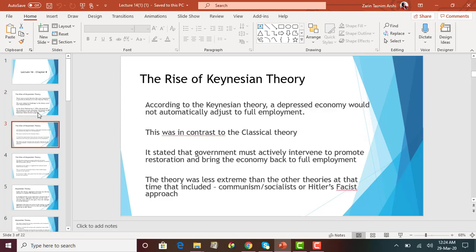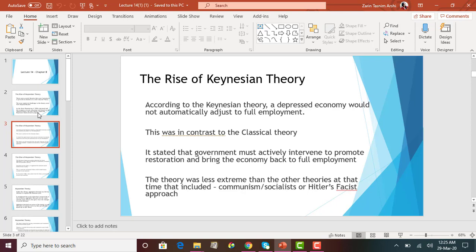According to this theory, when the economy is depressed and going through a recession, where everyone is losing jobs, there's no investment, and consumption is falling, the economy will not adjust automatically, and it will not come back to equilibrium automatically. It's in complete contrast to classical theory, because classical theory says that in the short run we can have some recession, but interest rates, prices and wages will vary and bring the economy back to equilibrium.